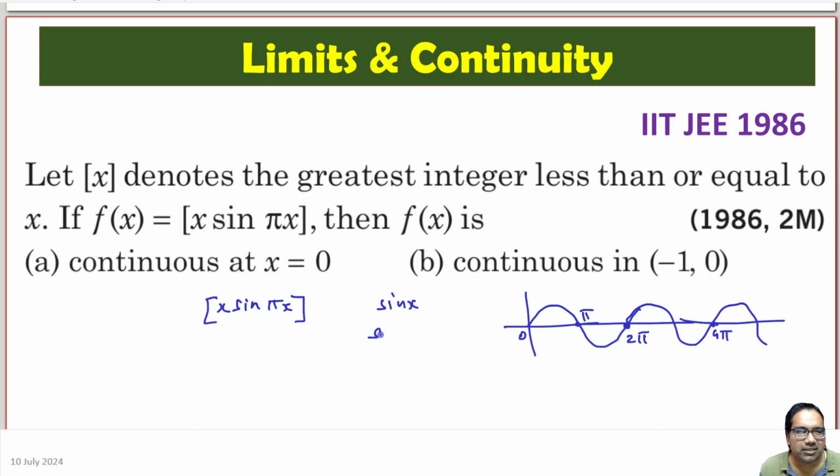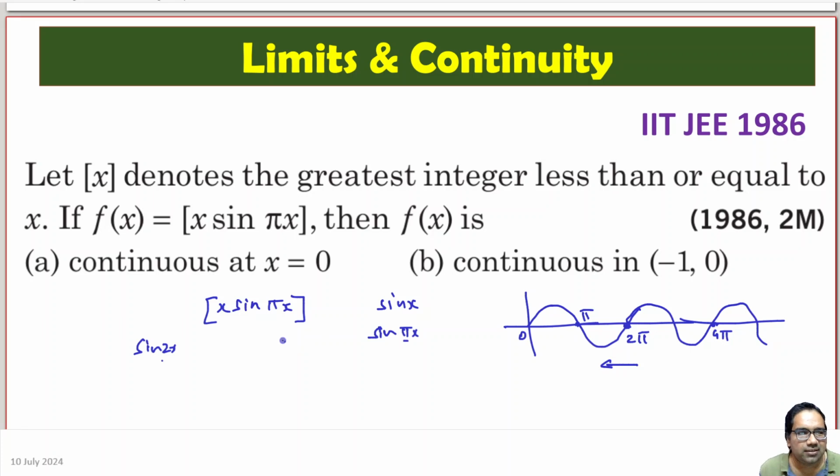What about sin pi x? Sin pi x is a compressed version of sin x. It is compressed pi times, whatever this 0 to 2 pi is actually compressed. For example, sin 2x is 2 times compressed of sin x, or this is compression in this way.